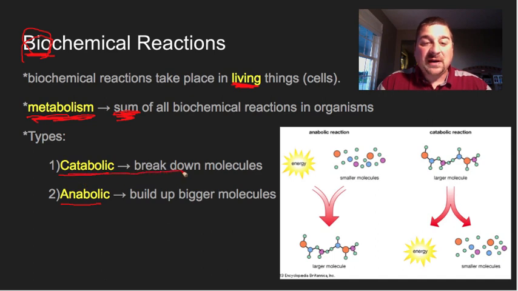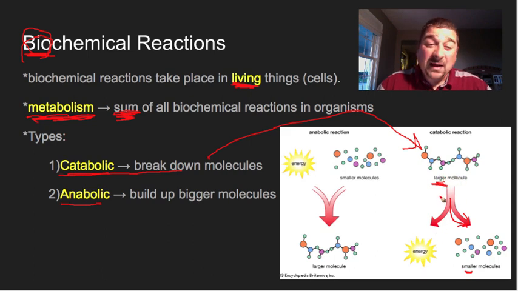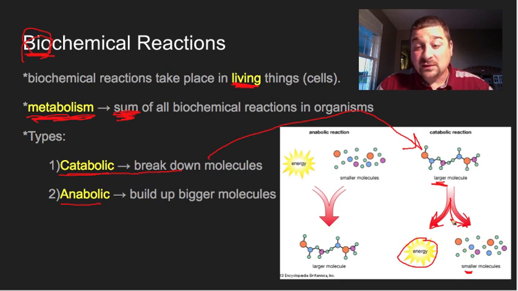Catabolic is breaking down molecules. So if you look over here, we start with a larger molecule, and it's going to be broken down into a bunch of smaller molecules. So now all these little dots, atoms, are not connected. Catabolic reactions tend to be, here you see energy, exothermic, tend to give off energy. So we break down glucose into water and CO2, which gives off energy.